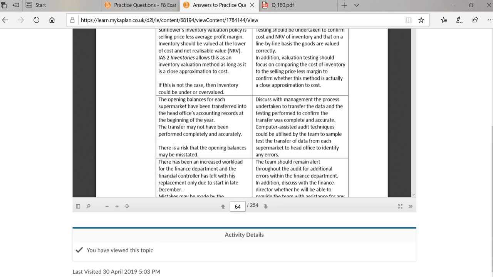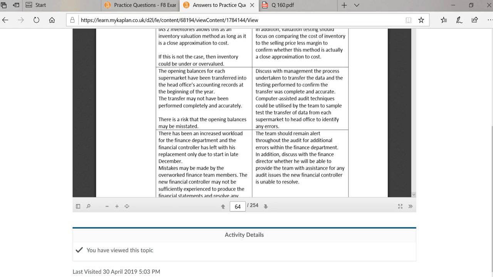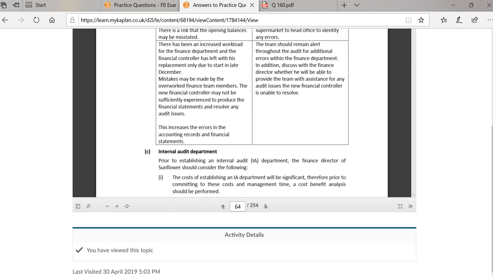So they give you some options here. I think you were okay with the first. If you highlight this, CAATs are used generally for testing, but it was enough. And finally, they said someone left, so there's an error again. Potential risk of mistakes because the finance controller has left, and the new one might not be experienced. So it's really about professional skepticism and being aware of potential errors.